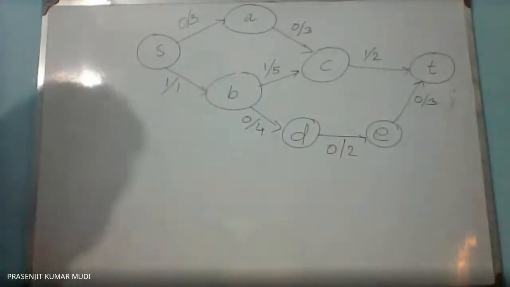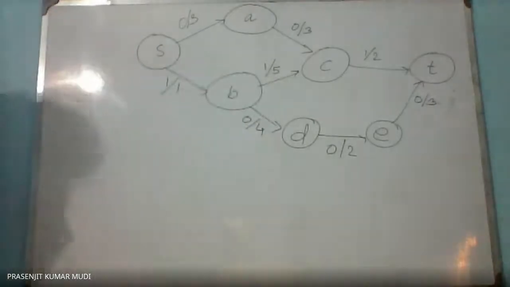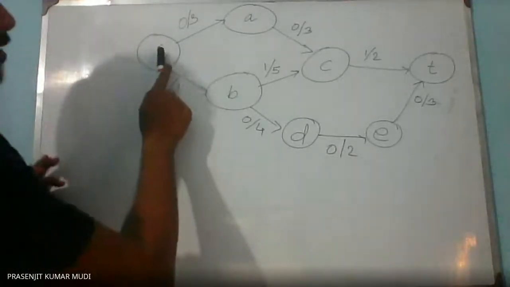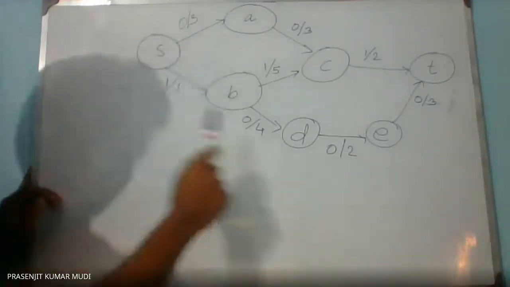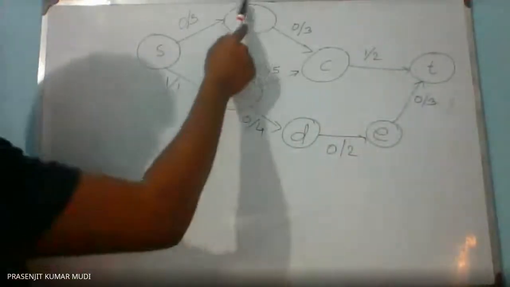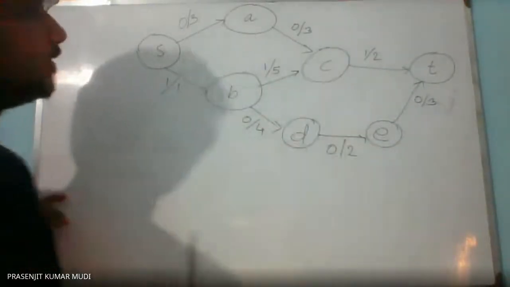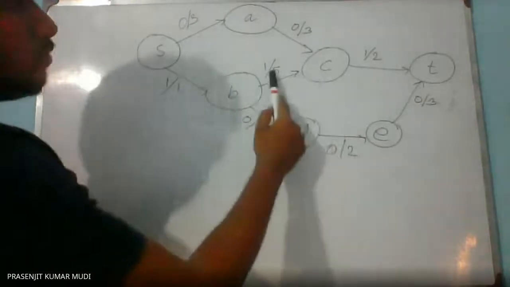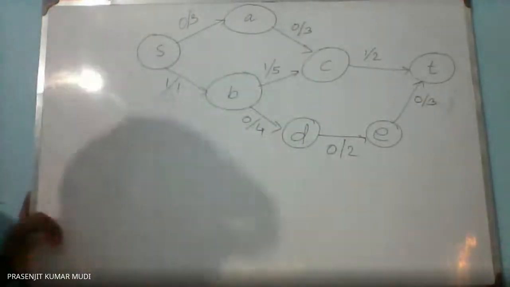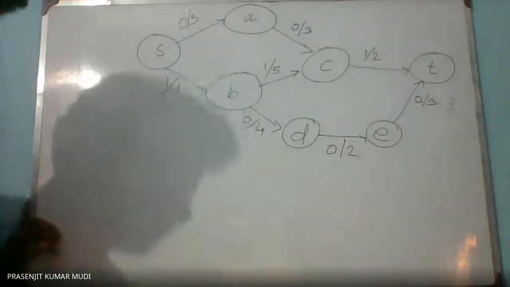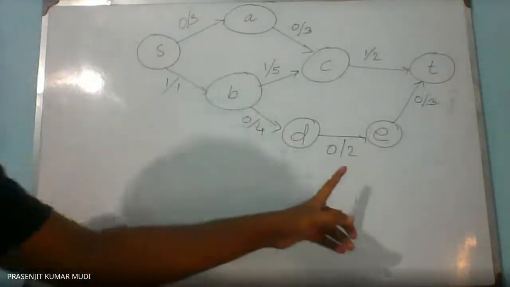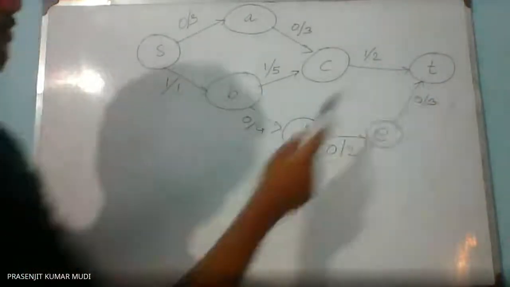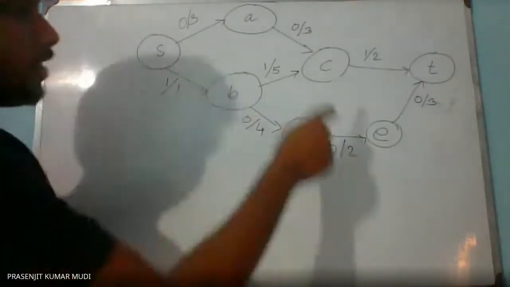So this is the original flow network given. Again reading out: vertex S is the source, vertex T is the sink, this is vertex A, this is B, this is C, D and E. S to A 0 by 3, S to B 1 by 1, B to C 1 by 5, A to C 0 by 3, and B to D 0 by 4, D to E 0 by 2, C to T 1 by 2, and E to T 0 by 3. And this is a flow network.